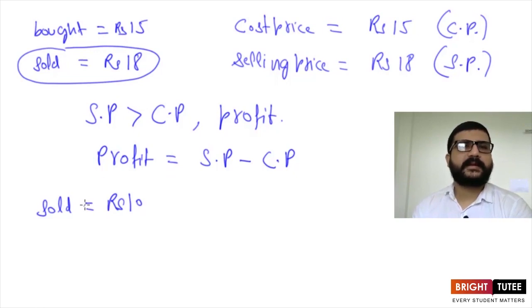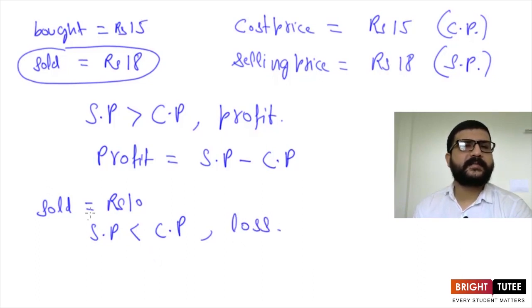now what do you think? Did we have profit here or we lost the amount? Yes, it is a loss here because we bought the item at rupees 15 and we are selling the item at rupees 10. So it means it is a loss here. Now how we came to know that it is a loss? Because our selling price this time is less than the cost price. So here we are having selling price less than cost price. If selling price is less than cost price, then it is a loss.